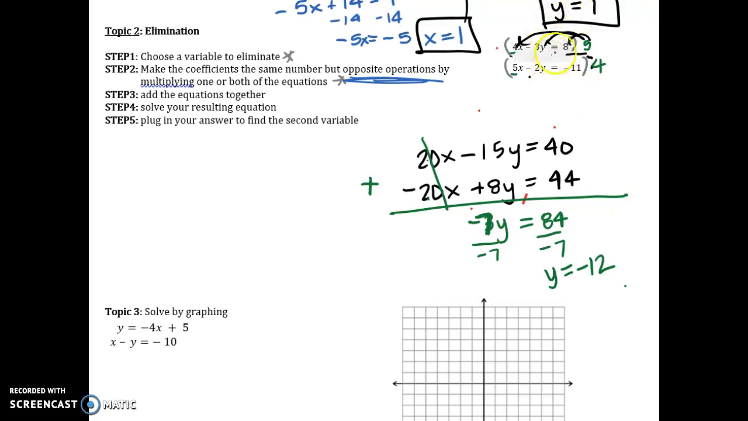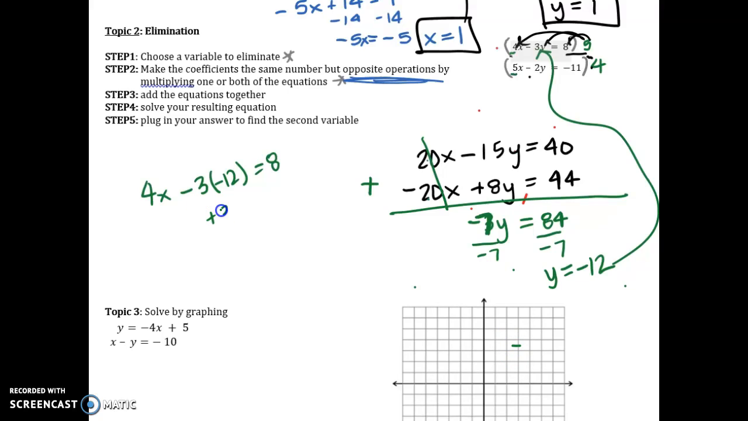The other half of your answer, you have to plug it back into one of the original equations. I think I'll plug it into the first one. So 4x minus 3 times -12 equals 8. Again, this 12 is going all the way up there into the 3. So first I do -3 times -12.